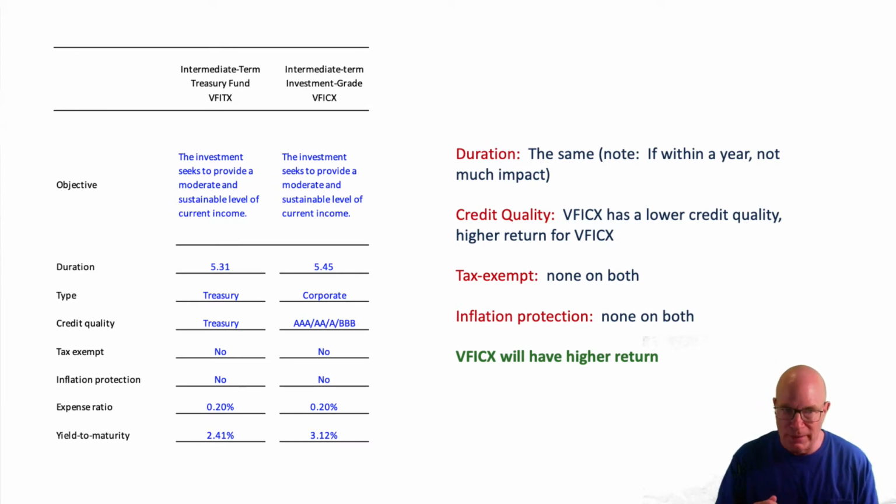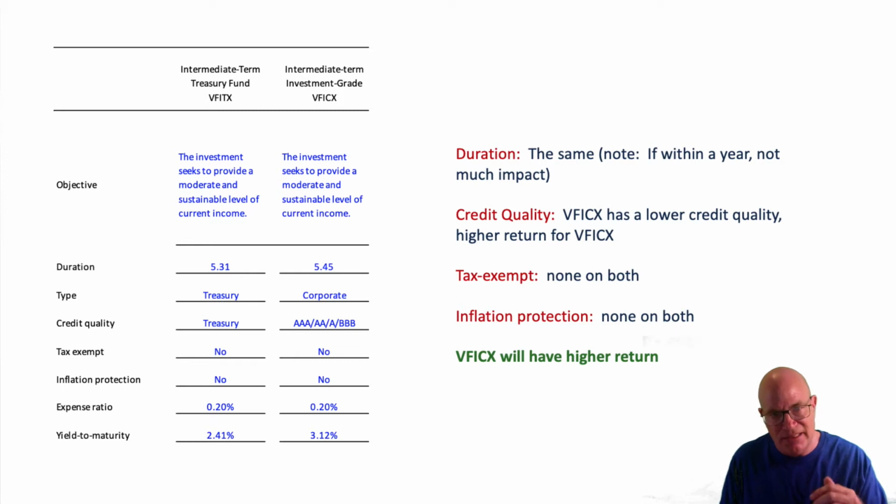Credit quality. You see the second line listed there is type, Treasury and corporate. Treasury means no default risk, highest quality. Corporate, we have default risk. And then we go to the credit quality line. Again, all the bonds are rated by credit agencies. Go to Yahoo Finance and you can see the proportion of bonds by credit quality.